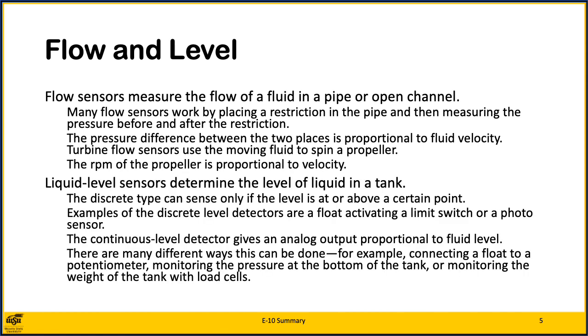Liquid level sensors determine the level of liquid in a tank. The discrete type can sense only if the level is at or above a certain point. Examples of the discrete level detectors are a float activating a limit switch or a photosensor. The continuous level detector gives an analog output proportional to fluid level. There are many different ways this can be done. For example, connecting a float to a potentiometer, monitoring the pressure at the bottom of the tank, or monitoring the weight of the tank with load cells.